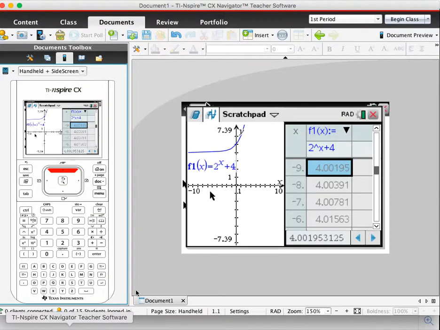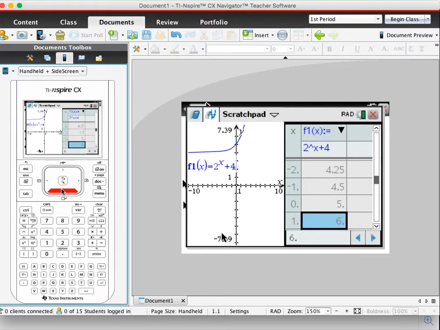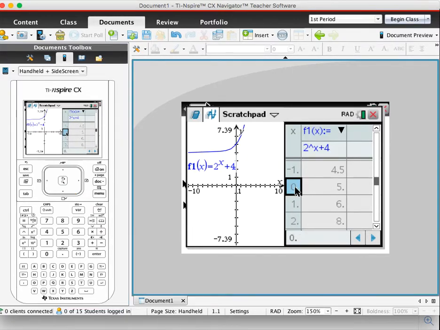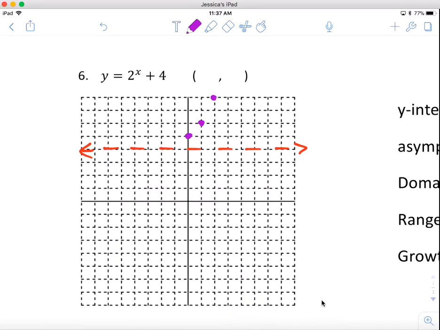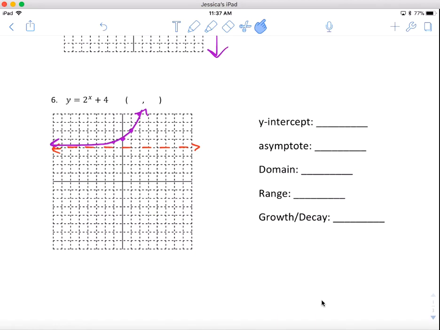Now I'm going to fill in the points from my graph. I'm going to scroll back down. Now, 2 to the 0 power would be 1, but remember we're adding 4 to everything, so that's why I have 0, 5. I'm going to plot that on my graph. Then I have 1, 6, and 2, 8. And I can even plot negative 1, 4.5 right in between 4 and 5. So again, I'm getting closer and closer to 4, but I'm never actually crossing 4. Take a second, pause the video, and try to fill in the blanks to the right, and then check with me after.